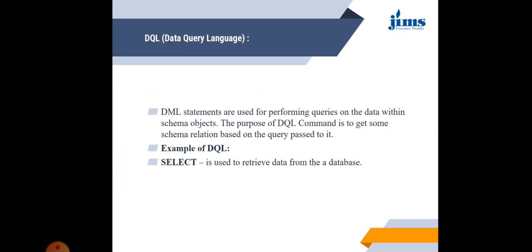Next one is the data query language, DQL. DQL statements are used to perform queries on the data within the schema object. The purpose of a DQL command is to get some schema relation based on the query passed to it. So if I have to select any schema, for that I have to use a DQL command. The DQL command is used with the help of the select statement, and select is used to retrieve data from the database.